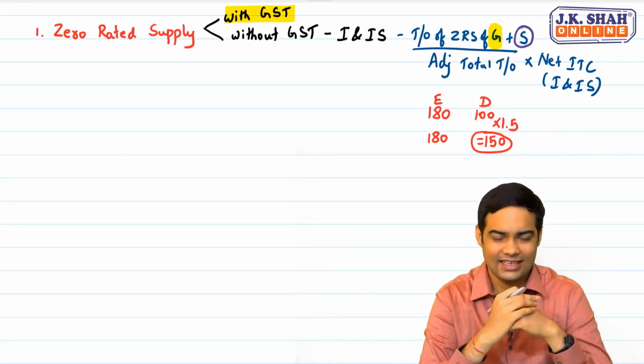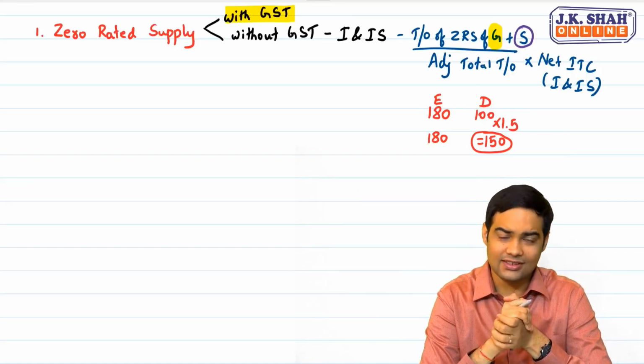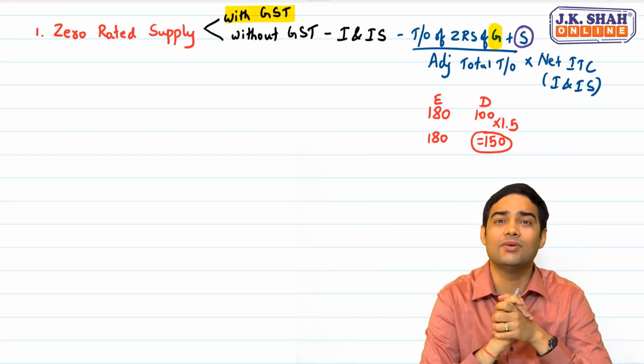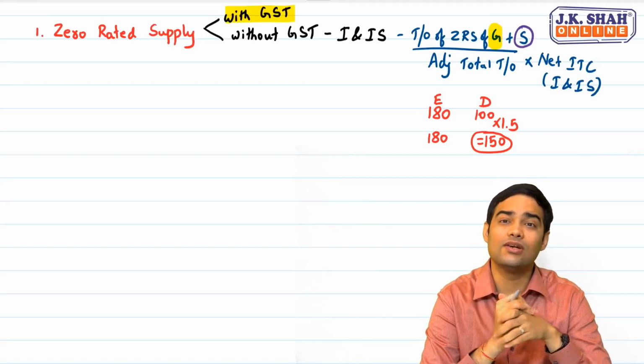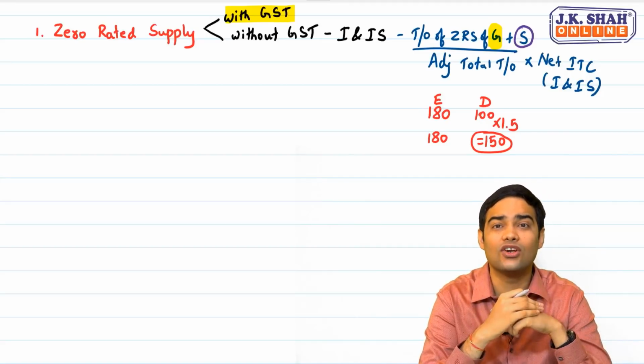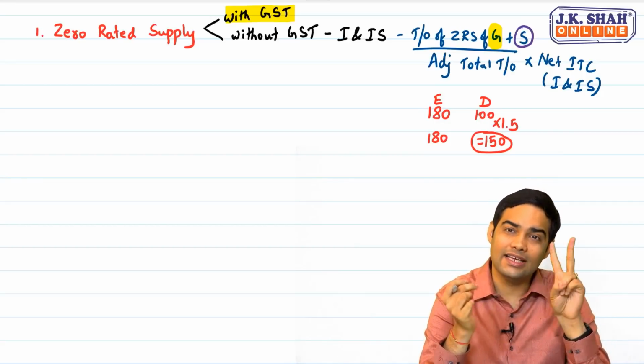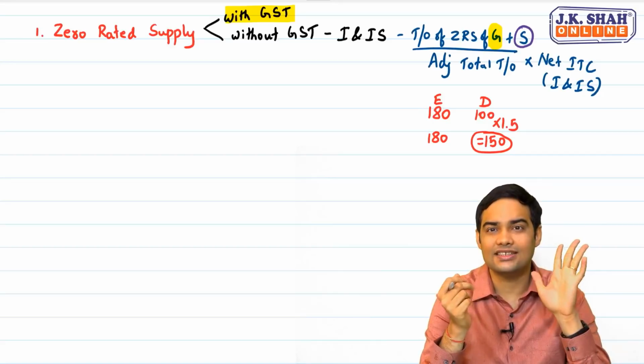For instance, I am standing in August month. In August month I raised the invoice. In September month I received the payment. In which month will it be considered as turnover of zero rated supply of services? Only in the month of September. That is when both the conditions are satisfied.